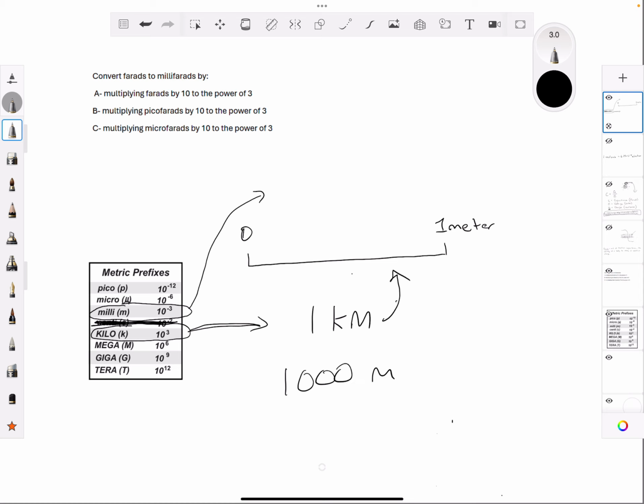1,000 meters. So instead of writing all these zeros, I just write a K. So if you have 2K amount of dollars, that would mean you have $2,000, right? All right, so then a milli is the opposite. Instead of multiplying this 1 meter, what I'm going to do is divide. So I'm dividing by 1,000. So I'm taking this meter and I'm cutting it into 1,000 pieces.